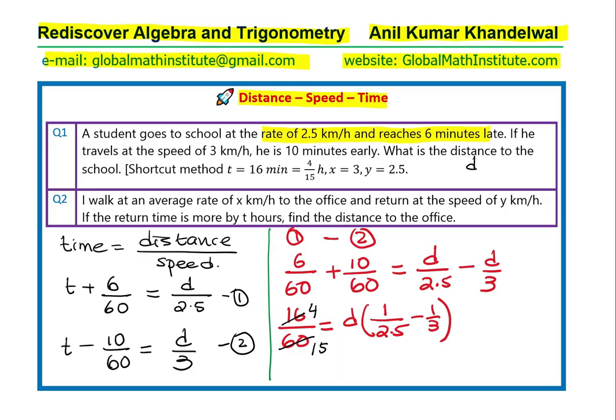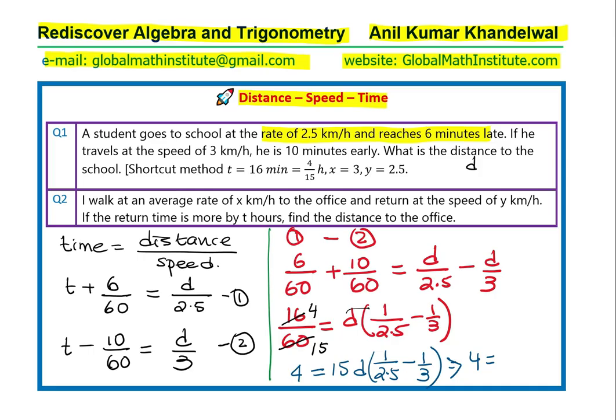Correct. So now we can cross multiply. So we get 4 equals 15 times d times 1 over 2.5 minus 1 over 3. Now 15 can be divided by both 2.5 and 3, so it's a good number to work with, right? So what we get is 4 equals 15 divided by 2.5 is how much?